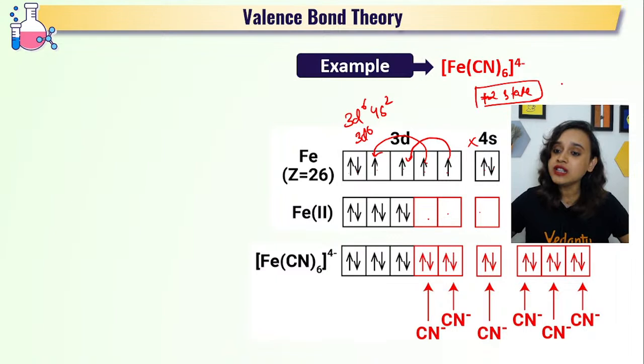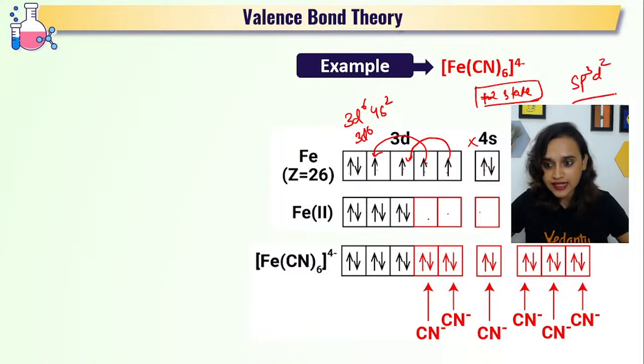Right? So remember the hybridization, what will it be? It will be sp3d2. Yes, sp3d2. These are the rooms that I need. So CN, do you see? CN is taking all of these rooms.